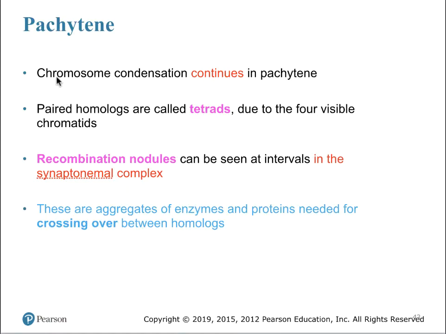In pachytene, the chromosome condensation continues, and the homologs are now so close together that the two sister chromatids of one homolog and the two sister chromatids of the other homolog, as well as their synaptonemal complexes in place, form something known as a tetrad. And these tetrads are visible under the microscope, and they appear to have 4 chromatids. The recombination nodules, the green structures that we spoke about on this figure here, are responsible for crossing over.